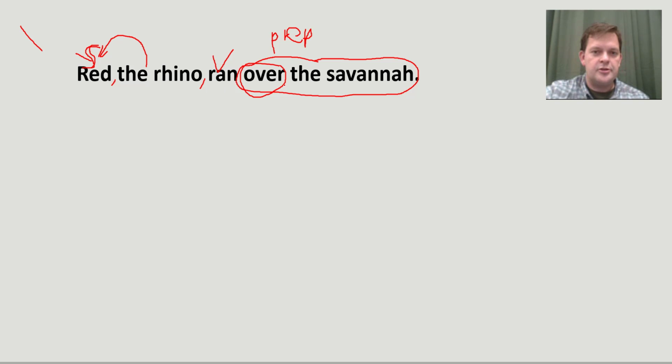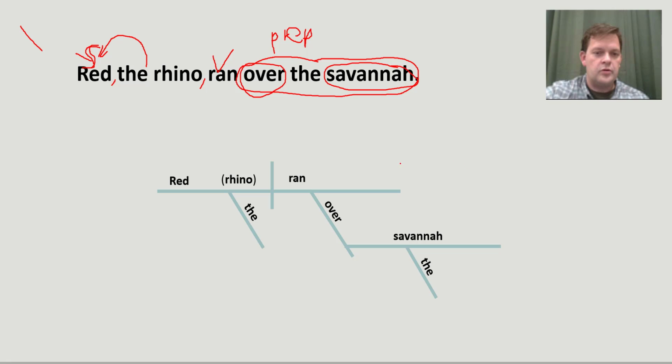is there an object of preposition? And there is, right? Savannah is the object, and the is just a modifier. So if you think about that, you should be able to diagram it on your own. Remember, appositives go in parentheses after the noun they modify. Ran is your verb. Over the savannah is telling how it ran. So it is a prepositional phrase functioning to modify ran. And so this would be your diagram with over, your preposition, right?